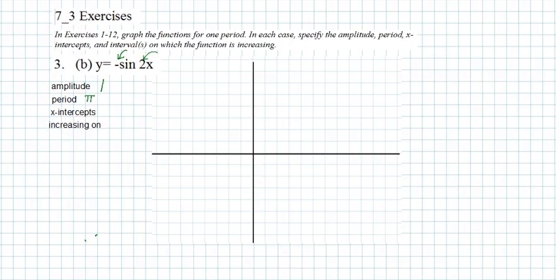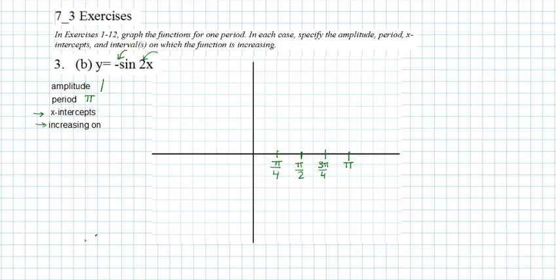The x-intercept and the interval on which the function is increasing, well, we need to see the graph. Okay, so first thing we do, we divide the period by 4. So pi over 4 is pi over 4. So we put a pi over 4 here. For the next quarter, we add pi over 4. So 2 pi over 4, which is pi over 2. And then we add another pi over 4. So now we have 3 pi over 4. And finally, we have pi here.